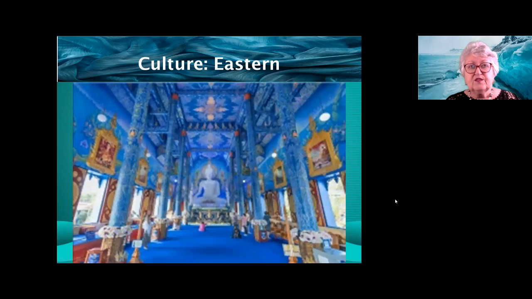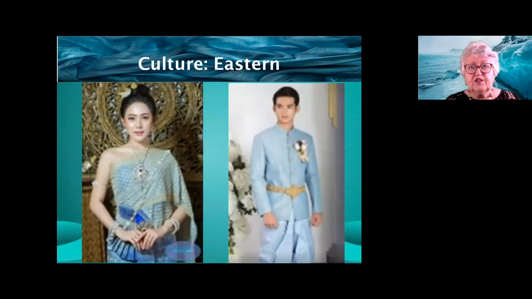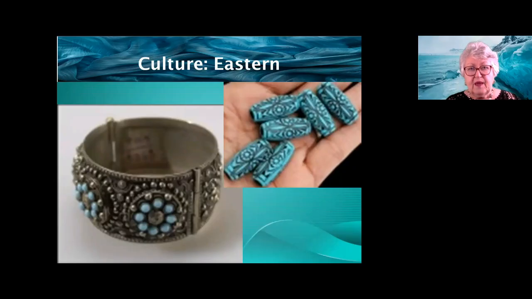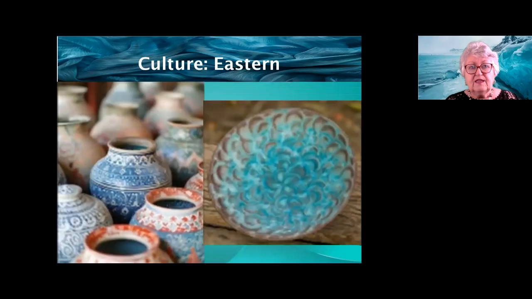There are similarities to the cultures of Thailand and Cambodia, where cyan is associated with the heavens and the divine. So here we have an example of the Buddhist temple interior that has a cyan roof to symbolize heavens. Traditional clothing also uses cyan, as well as performance art costumes, jewelry, and ceramics. All of these are linked to wisdom, intellect, and self-cultivation.